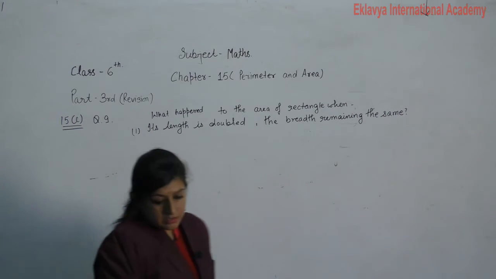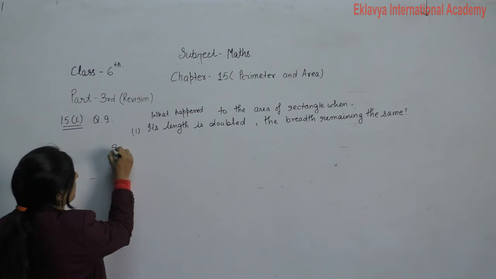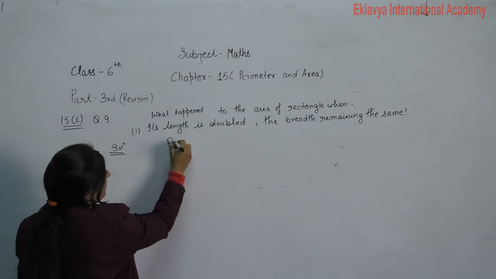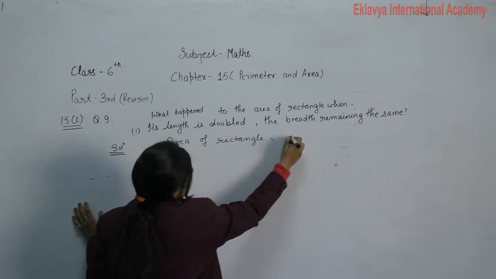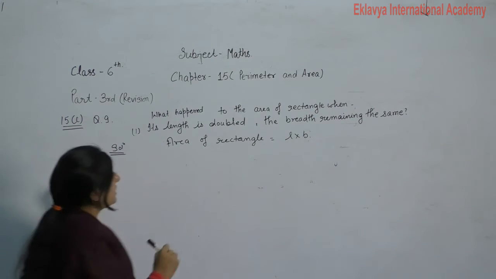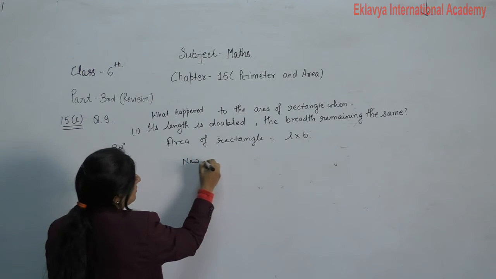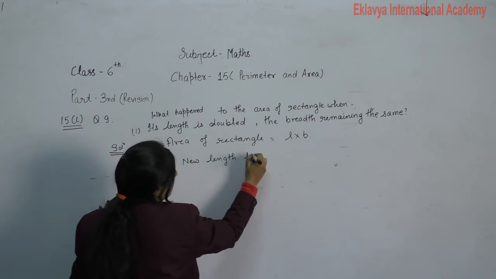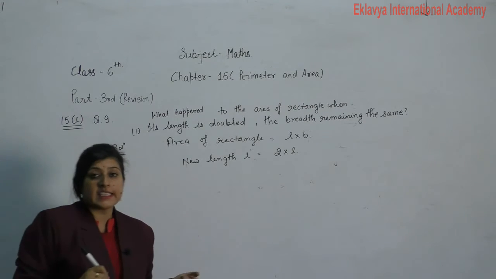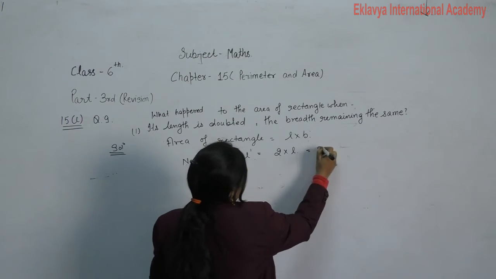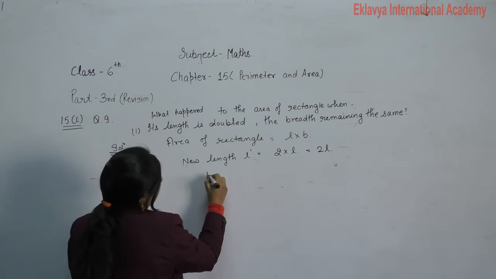See, what happened to the area of rectangle? We know that area of rectangle is equal to length multiply by breadth. Its length is doubled. अगर length को double कर दिया जाए तो it means new length, we can say L dash is equal to twice of L. Means जो पहले length थी हमने उसका क्या कर दिया, double कर दिया, तो it becomes L dash equals to 2L.